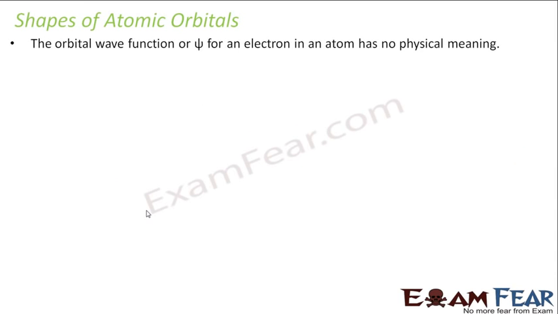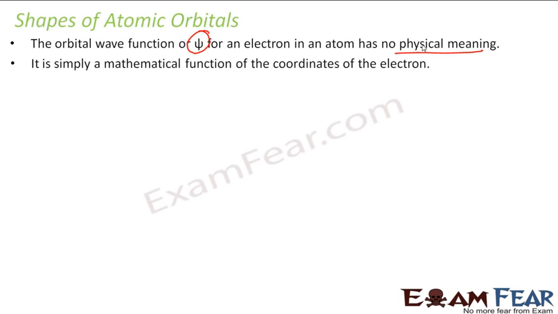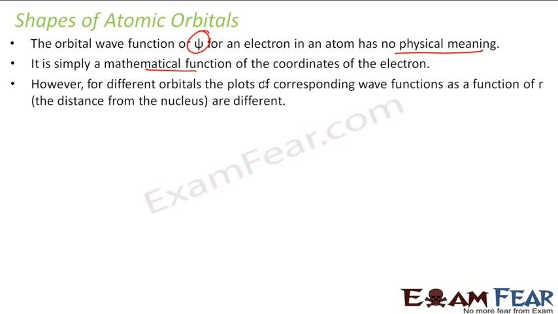Shapes of atomic orbitals. The wave function psi has no physical meaning. So if you observe with a hi-fi microscope or something, you won't actually see the orbitals. This is something you can't see because it doesn't have any physical meaning. It's just a probability function, just a mathematical function for the coordinates of the electron.